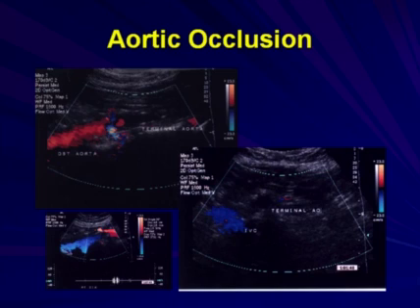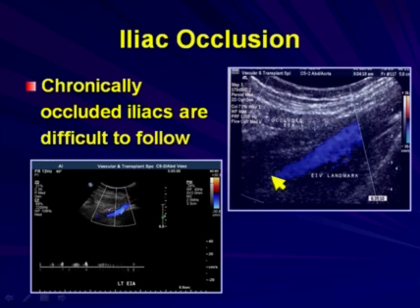Aortic occlusion or iliac occlusions. Here you can see an occlusion at the level of the terminal aorta with collaterals coming off. We are confirming with spectral Doppler that it was actually occluded, as well as with color and B-mode. Now, iliacs, once they've been chronically occluded, are very difficult to see.